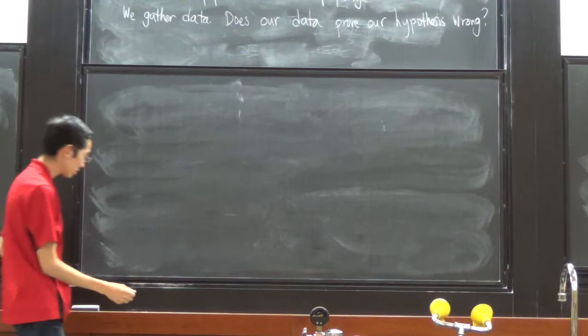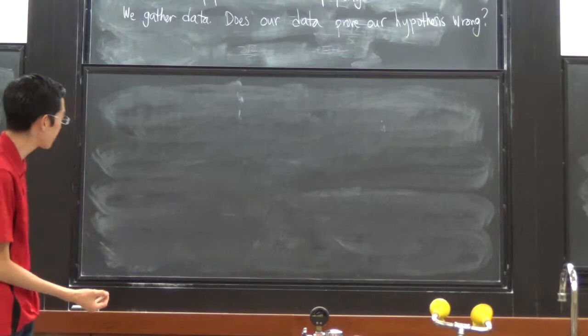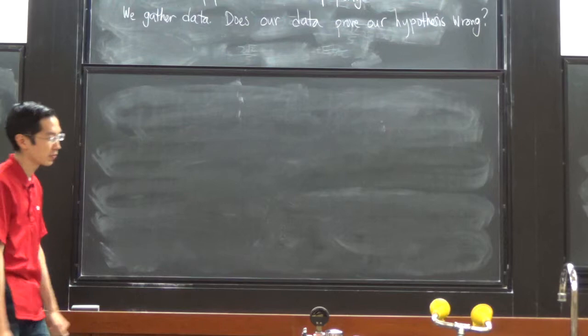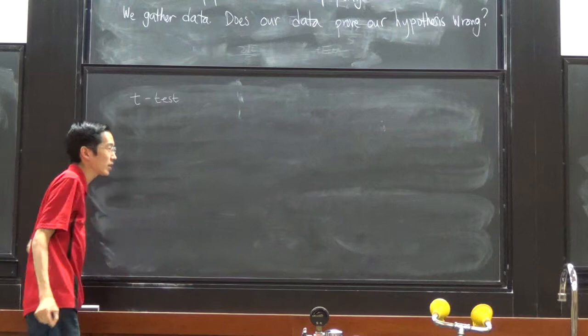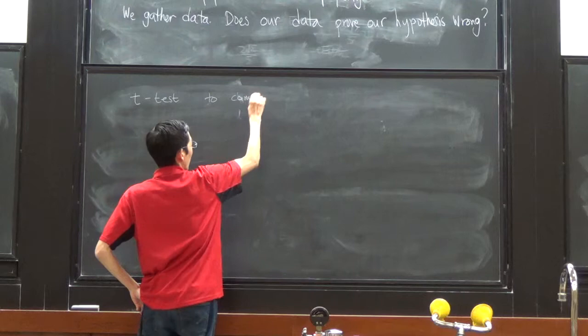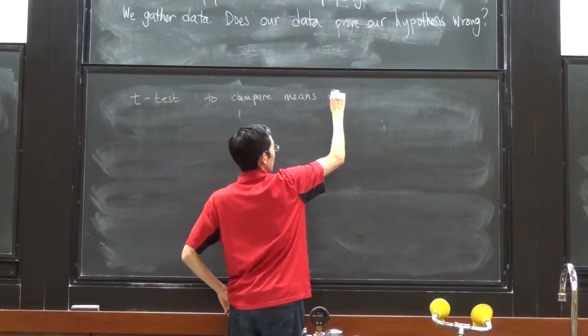So in chapter 7, we're going to learn a specific form of the hypothesis test. Hypothesis test is kind of a general term for testing hypotheses. In chapter 7, we're going to learn specifically the t-test, to compare means from independent samples.